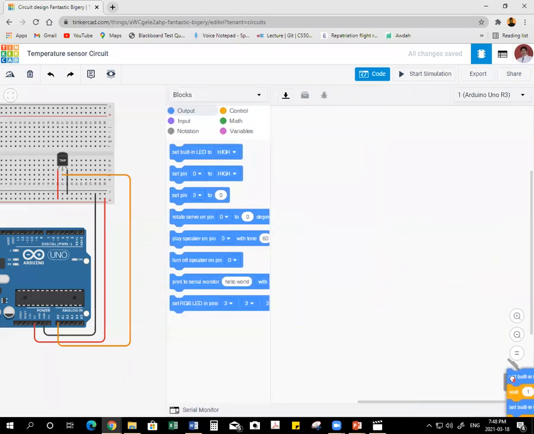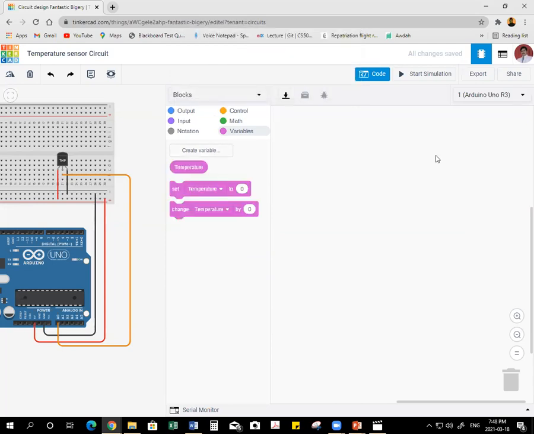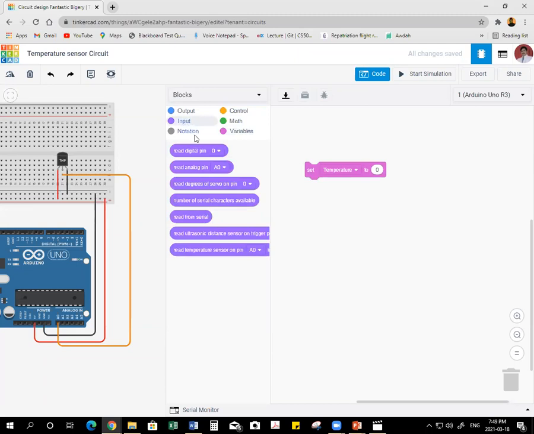Just remove this and throw here. Now same thing. What we need, a variable. So that variable I have to create: temperature. Temperature variable I created. I kept here. Now we have to read the temperature. From where we have to read? From A0. So set temperature and we have to get the input.